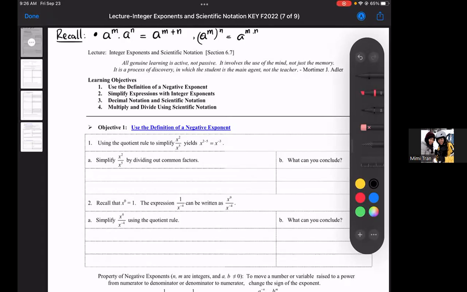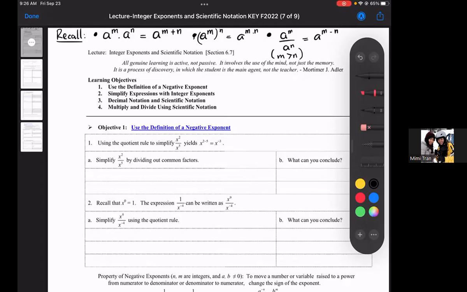If I have, let me do a little bullet point here, a new one. If I have a to the m divided by a to the n, now assume that m is bigger than n, then what happens? You subtract n from m, a to the m minus n. And then the result will stay on the top, right?